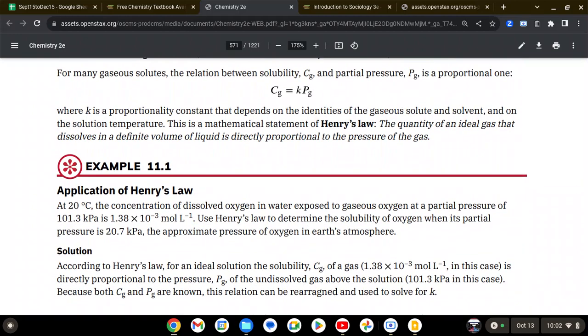For many gaseous solutes, the relation between the solubility, Cg, and partial pressure, Pg, is a proportional one, where k is a proportionality constant that depends on the identities of the gaseous solute and solvent, and on the solution temperature. This is a mathematical statement of Henry's law: the quantity of an ideal gas that dissolves in a definite volume of liquid is directly proportional to the pressure of the gas.